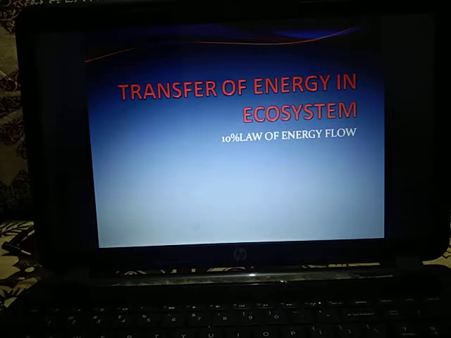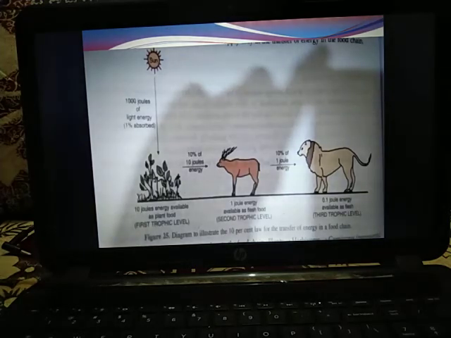Producers, plants, convert the solar energy into the chemical energy of the food, and then it is passed on to the consumer and to the decomposer, back to the soil. This is in accordance with the law of conservation of energy. If we take the same food chain, you see that the energy flow is unidirectional. The next point is that the flow of energy is always unidirectional.